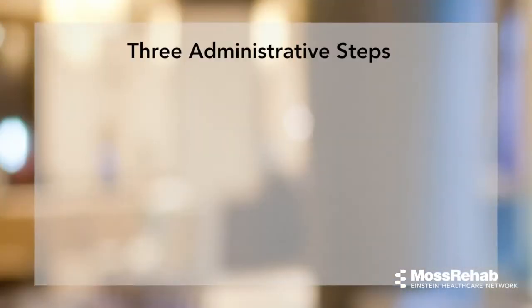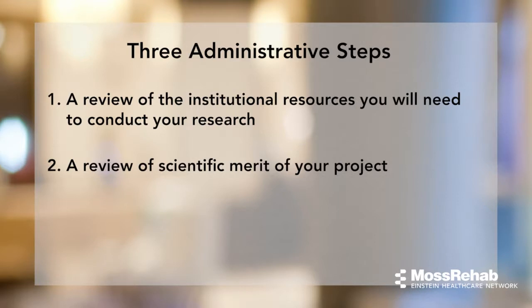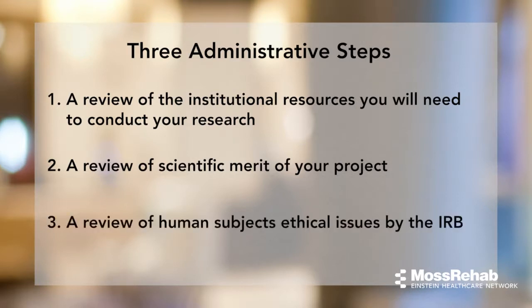If you're interested in initiating a research project with human subjects at MRRI Rehab, 3 types of administrative approval must be in place. This includes a review of the institutional resources you will need to conduct your research, a review of scientific merit of your project, and a review of human subjects' ethical issues by the IRB. These 3 approvals must be in place prior to engaging in any research at MRRI Rehab, and they must be in place prior to using the research registry. I will discuss each of these steps in turn.